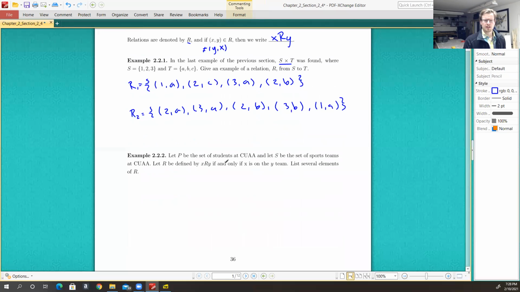All right. Let's take a look at another example. So again, a relation is just a pairing, an ordered pairing of an element from one set and an element from another set. Set A, set B, you get your ordered pair. So let's let P be the set of students at CUAA. Maybe think of it as the population of students, and let S be the set of sports teams at CUAA. And we can define a relation where X is related to Y if and only if X is on the Y team. So let's list several elements of R.